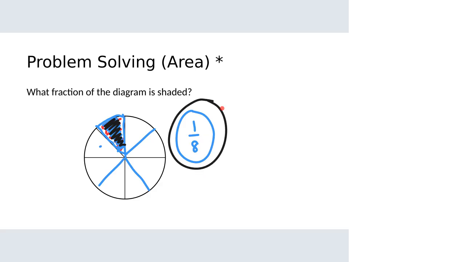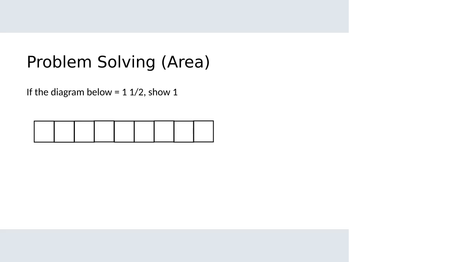If that doesn't make sense, please feel free to ask about it. Outstanding. Very good. Okay. I think these can be a little bit difficult. It's kind of an area question. It's also kind of a length model question.